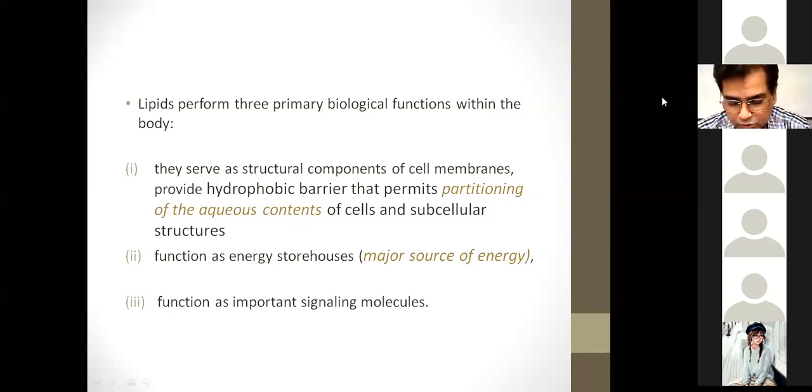structural conformation to the cells, they do not only provide protection to the cellular structure, but they also serve as cushioning. They also provide cushioning effects to the cell from the external sources, and within the cell they also serve as a partitioning or the compartmentalization of the cellular structures which are present within the cell. So they separate them with these membranes.